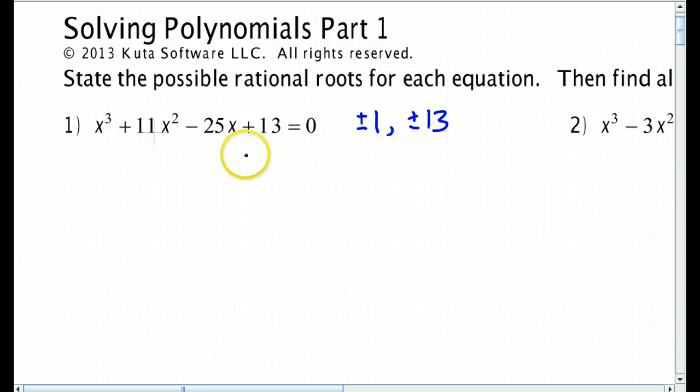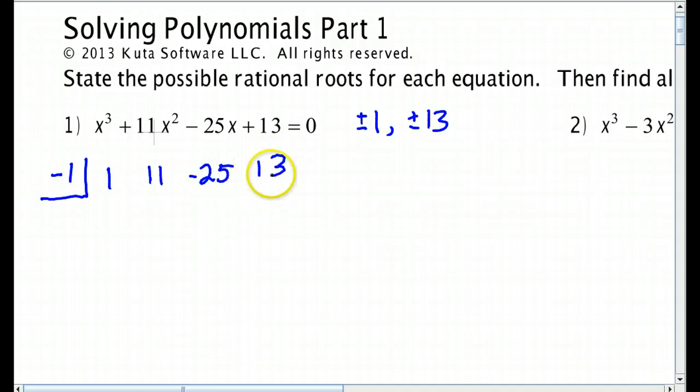Now what we have to do is actually figure out exactly which ones are the roots. Here's how we're going to do it. Just watch me do it the first time. So here's an example. If I plug in -1 through synthetic division, which means I just take the coefficients and go through the process. That's the setup. You always bring down the first number.